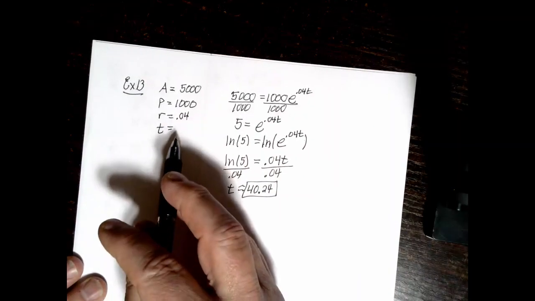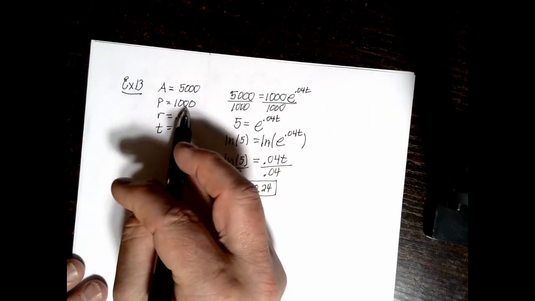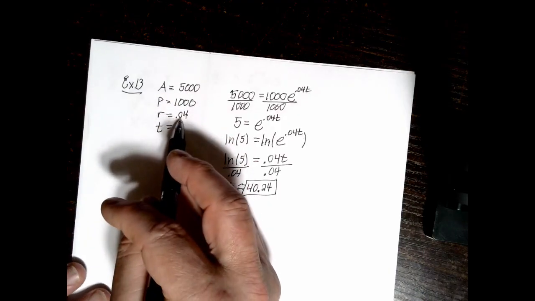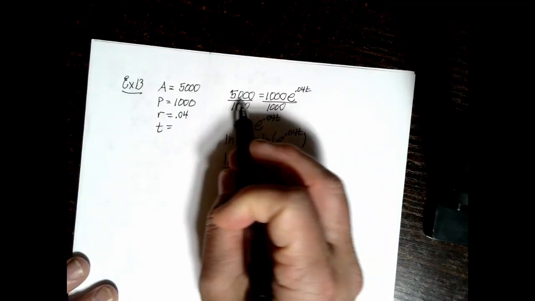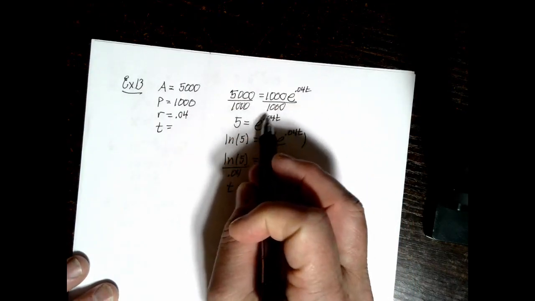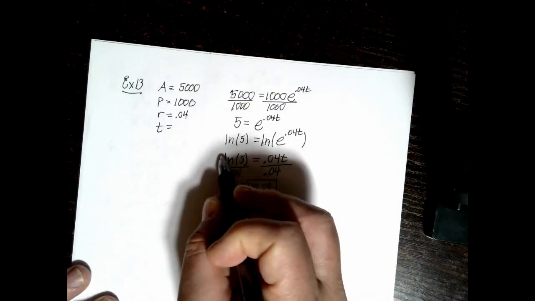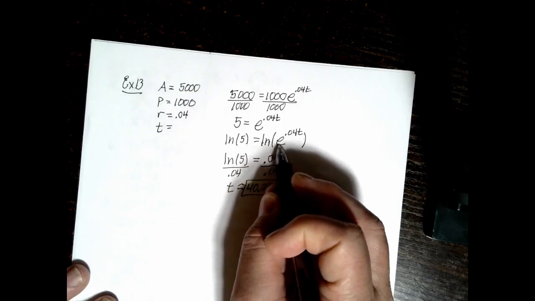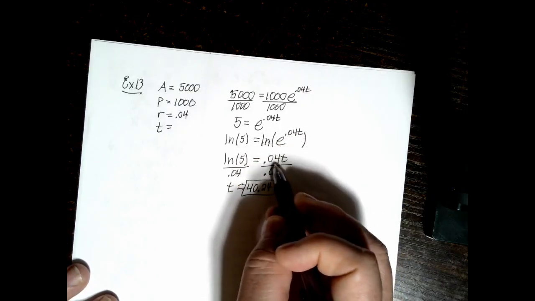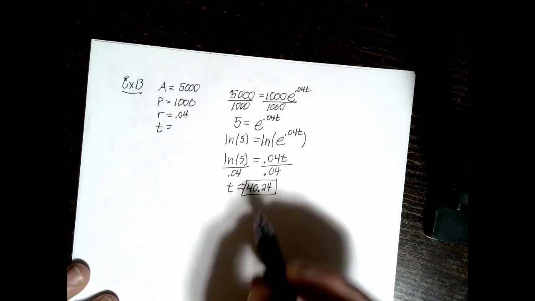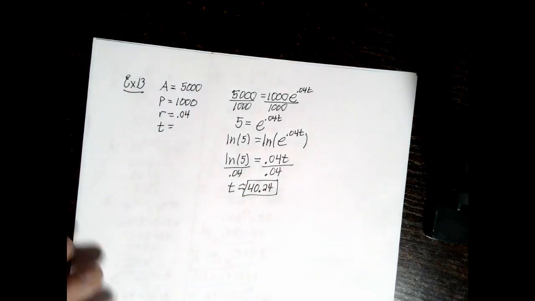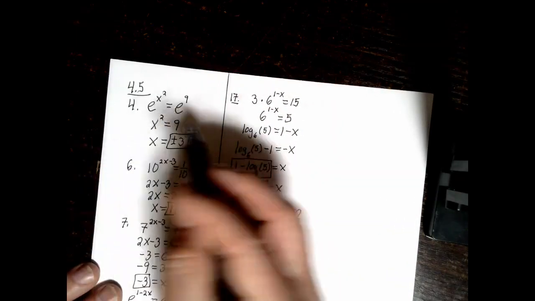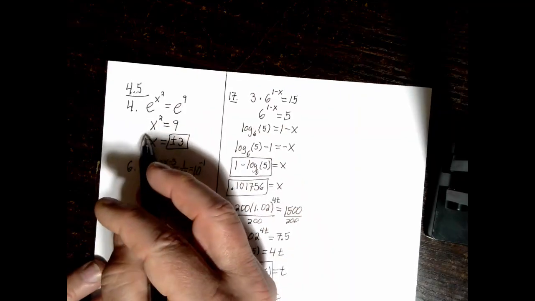Example 13, they give you 1,000 and ask you when will it grow to 5,000 at 4%, compounded continuously. So you plug in all those numbers and then you divide by 1,000. You get 5 equals that. And now you take the natural log of both sides, and because you got log base e of e to a power, your answer is just the power, the exponent. Divide by 0.04 and you get your answer, 40.24 years. Takes quite a while. Alright, so this one, now we're solving actual problems out of section 4.5.